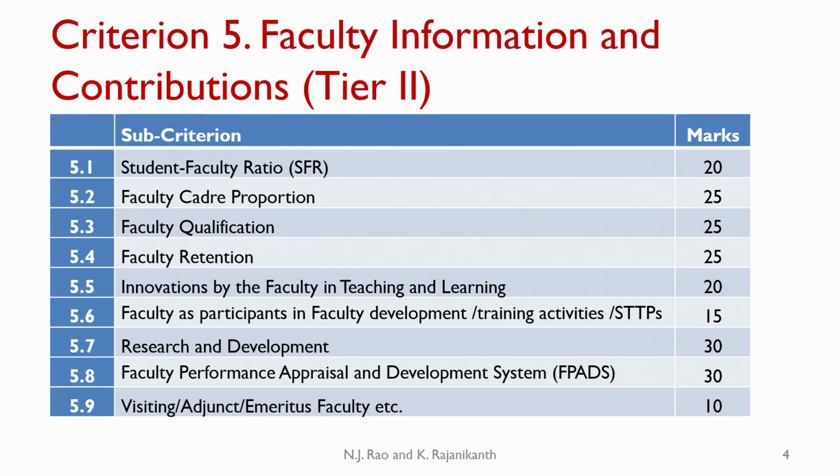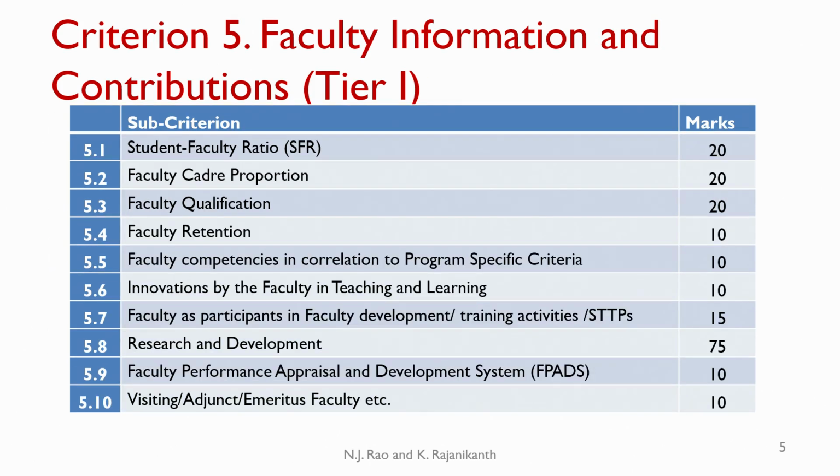innovations by the faculty in teaching and learning 20 marks, faculty as participants in faculty development and training activities or STTPs 15 marks, research and development 30 marks, and faculty performance appraisal and development system 30 marks, visiting adjunct or emeritus faculty etc. 10 marks. They will all add up to 200 marks for the faculty.